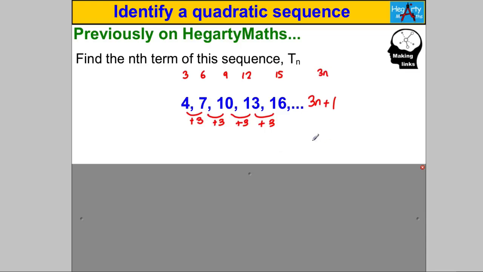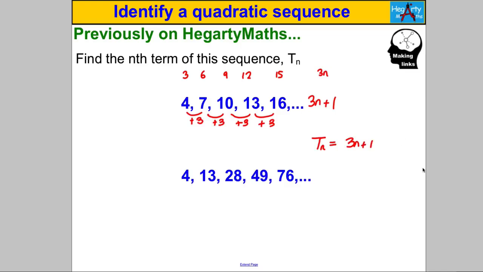And the way we'd write it, we'd say the nth term, Tn, is given by the formula 3n add 1, and you should be familiar with that. Now let's have a look at another sequence, see if you could do the same thing there. Pause the video, have a go.